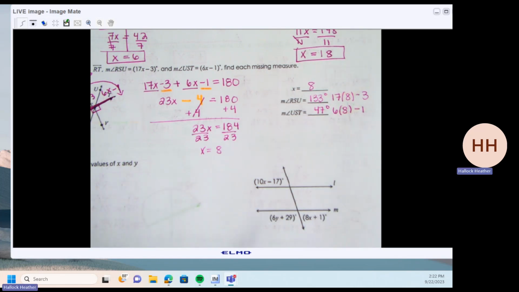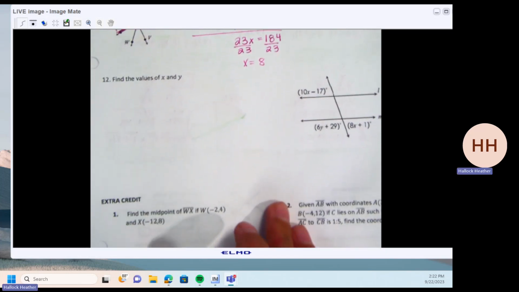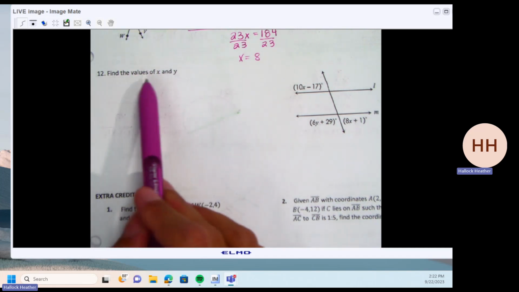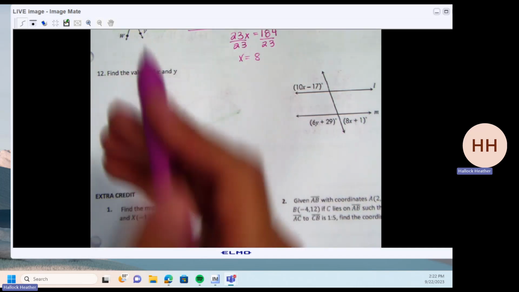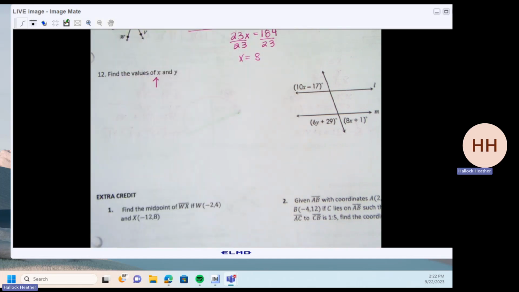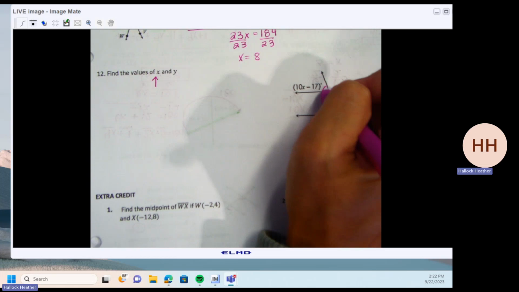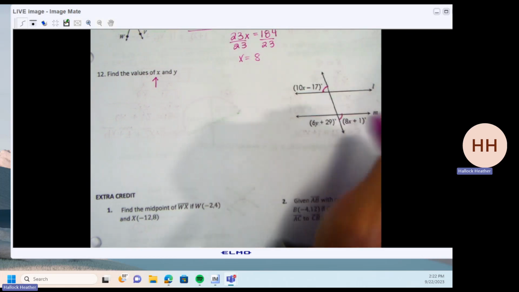I just checked. Now the next question, the last actual question on your test, the last two are extra credit. Find the values of x and y. So first, my hint is find x first, then let x help you find y. So I have two things for x. I have this angle and this angle.